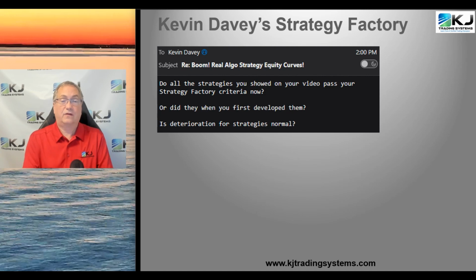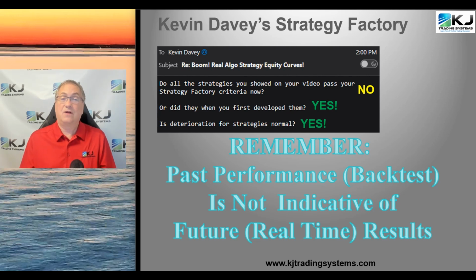So, to answer the questions that were put forth in this email, do the strategies that I show, which I'll show in a little bit here, do they pass the criteria for making strategies? Do they pass it as of today? No. But they did pass it when I developed the strategies, which might have been a number of years ago. So there might be deterioration. And that's normal. Doesn't always happen, but when it does, you know why it's happening. It's to be expected. And you know the saying, past performance is not indicative of future results.